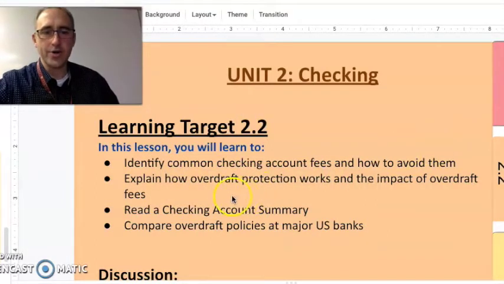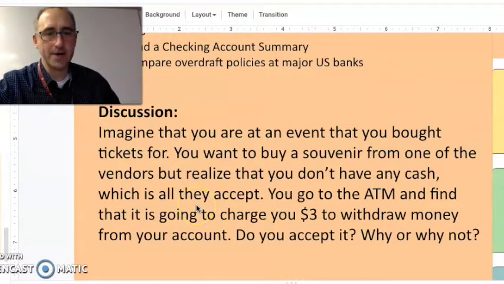We're going to look at reading a checking account summary and also comparing overdraft policies at major U.S. banks. Something we would like you to ponder.